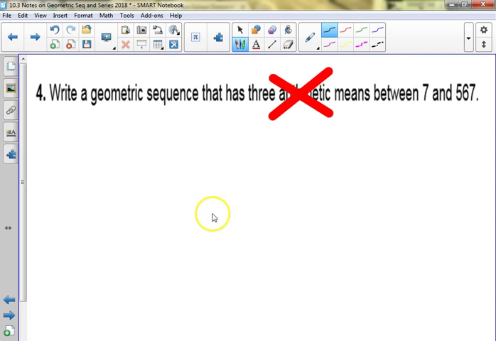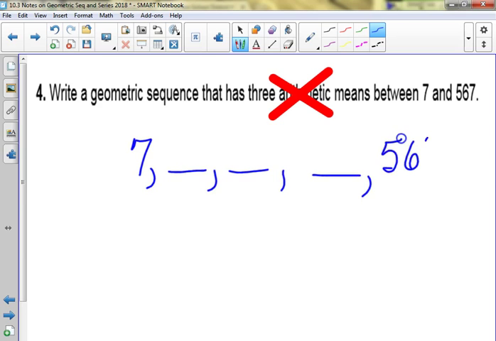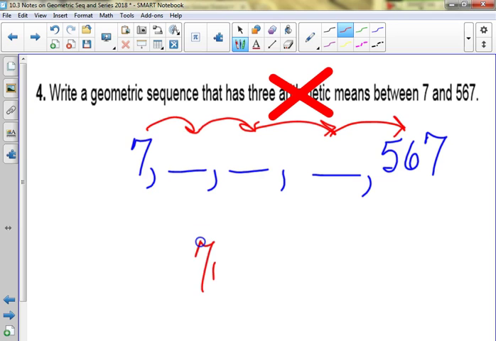So number 4, I think I printed this without fixing it again, or did I fix it on yours? Should not use the word geometric and arithmetic in the same sentence. Write a geometric sequence that has 3 means between 7 and 567, but they're geometric means, not arithmetic. Okay. So this time we have 3 missing terms. So how many times did we multiply by r? 1, 2, 3, 4 times.